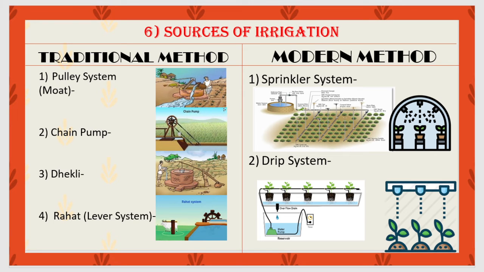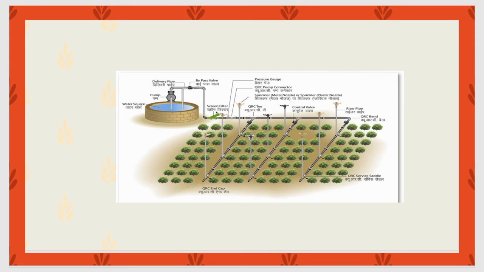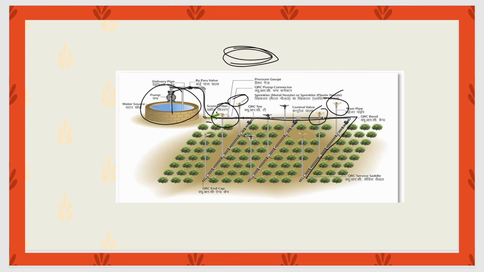Now, as we have done the traditional methods, we will come across the modern methods. First is the sprinkler system. In this sprinkler system, there is a pump attached. You can see, as the pump goes on, the pipeline supplies water. The sprinklers start rotating round and round. It will throw water all over the area and give water directly on the top of the plants.